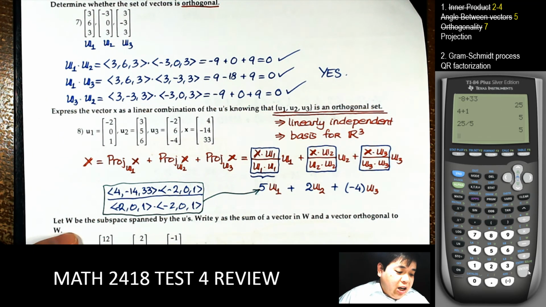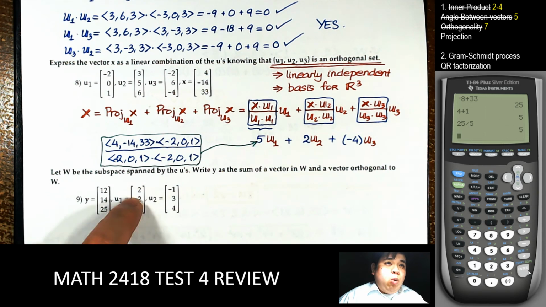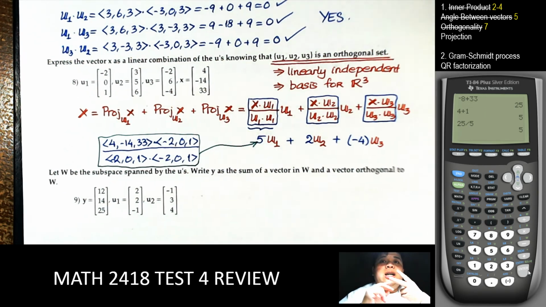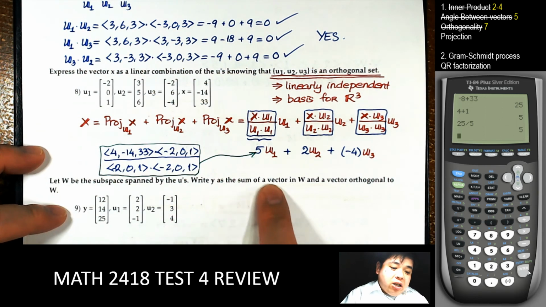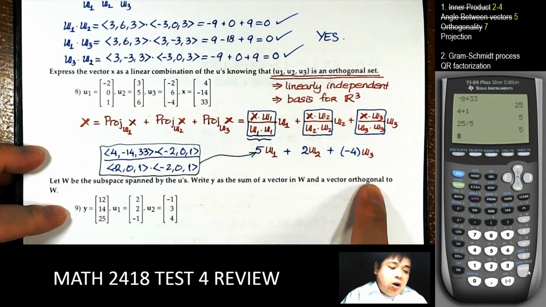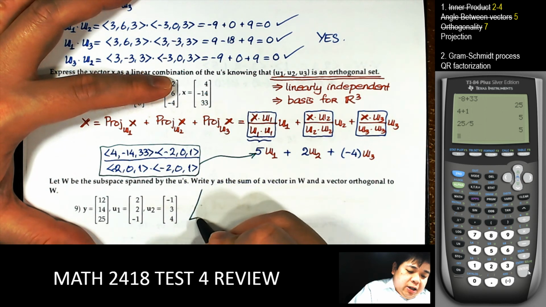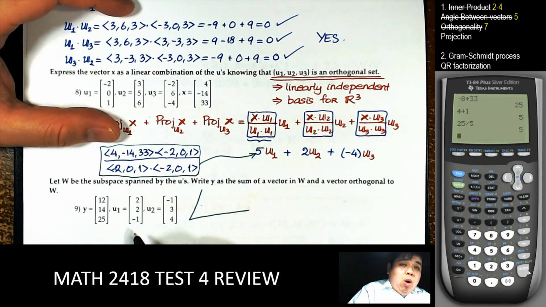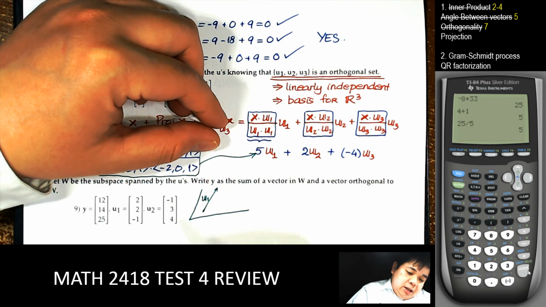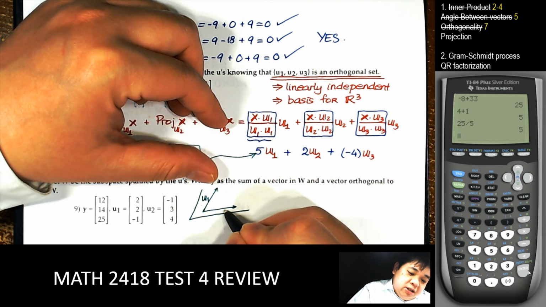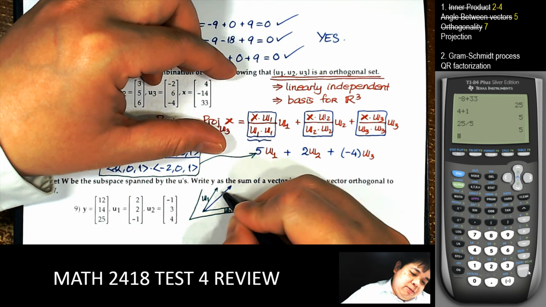Alright. Next, let W be the subspace spanned by u. So notice that the vectors u1 and u2 are in R3. We only have 2 vectors, and so they cannot span R3. Likewise, the sum of the vector in W and the vector orthogonal to W. So let me try to sketch here. What we have is u1 and u2, only 2 vectors, they are orthogonal, so we have 2 vectors, and then the vector y is kind of not on that plane.